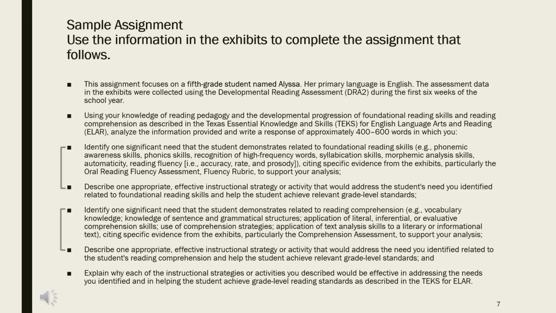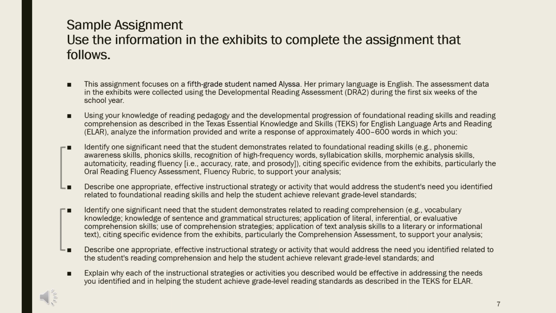So you are going to use your knowledge of reading pedagogy and developmental progression of foundational reading skills and reading comprehension, and your knowledge of the TExES, to analyze the information provided and write a response that is 400 to 600 words. And in those 400 to 600 words, you'll be completing the following bullets. And you can see I've kind of grouped some of the bullets because they go together.